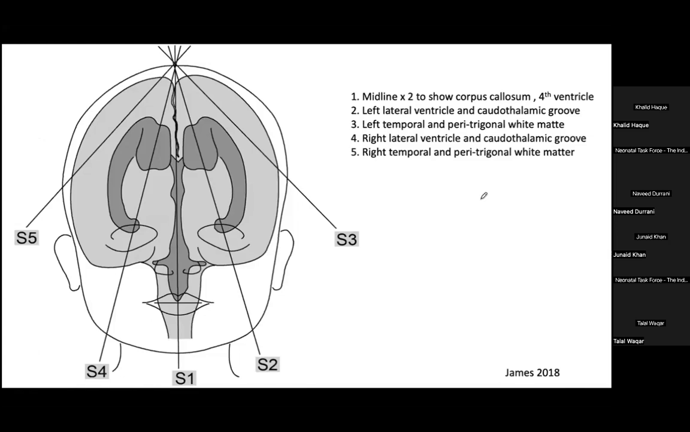Now, the midline sagittal structures, you will take two views midline here, S1, to show the corpus callosum and fourth ventricle, and the two views on the side, S2 and S3, on the left and the right side, to look for the temporal lobe and the peritrigonal white matter.